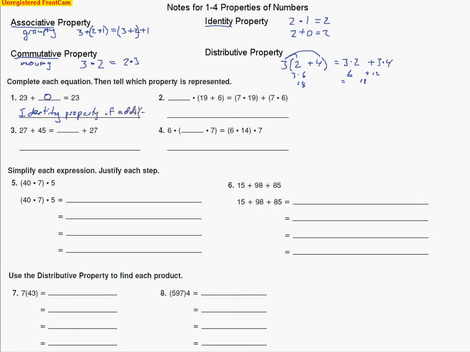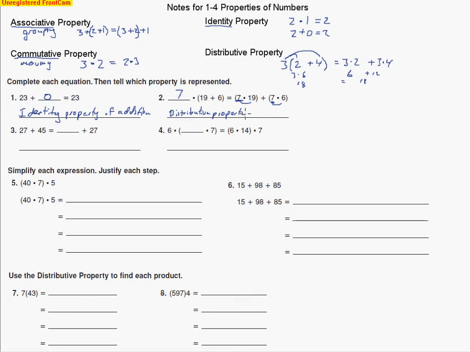Looking at the next one, we have some numbers inside the parentheses here, 19 plus 6. But on this side, they have 7 times 19 and 7 times 6. Notice that they're multiplying 7 by the 19 and 7 by the 6. So that's the distributive property. See how I took the 3 on the outside and multiplied it over that addition, 3 times 2, 3 times 4. That means there's a 7 on the outside of the parentheses, just as there was a 3 on the outside on the last one. So that is the distributive property.